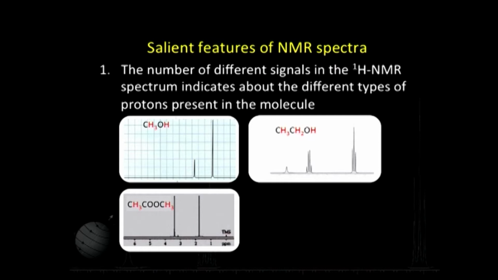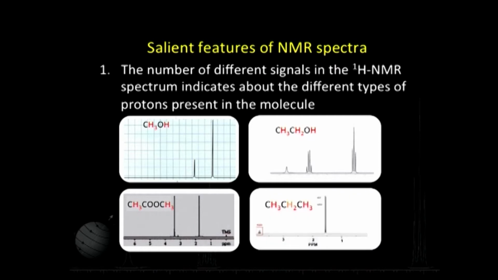Yet another example here. In this case, we see that there are only 2 kinds of signals, one small signal here and a large signal over here. This is essentially because of 2 types of protons. These 2 terminal methyls are equivalent, so they will give only one signal here, whereas this methylene group will come out as a small signal over there. So again there are 2 types of protons. The basic point I want to bring home here is that the number of signals is indicative of different types of protons in the molecule.